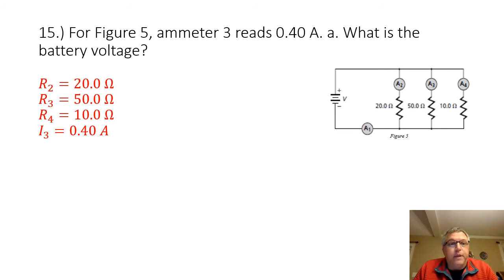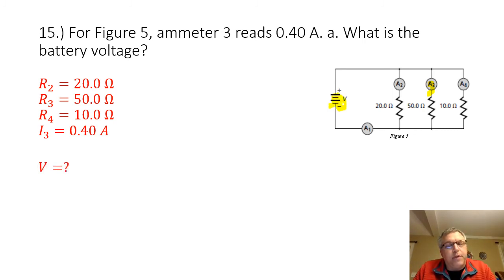So there we go. All right, let's take a look at problem number 15. We have the same circuit diagram that we had in the previous problem, but now we've changed it up a little bit because now we know that ammeter 3 is reading 0.40 amps. And they're asking, what is the battery voltage? So we want to know what is the voltage going across the battery.